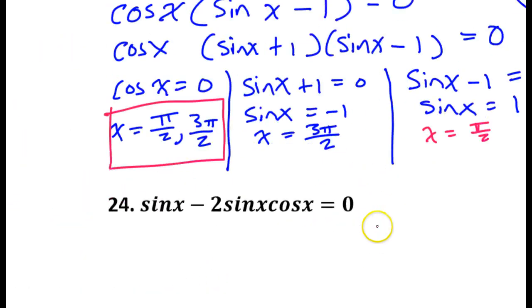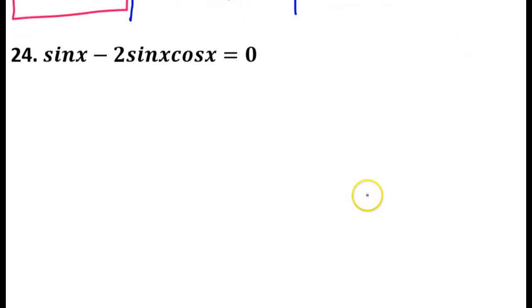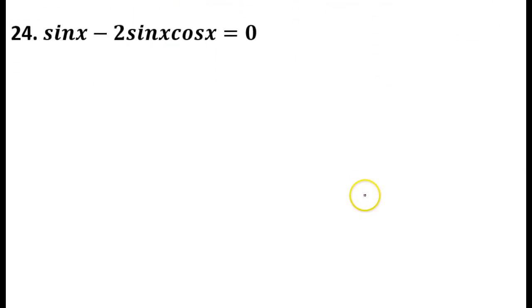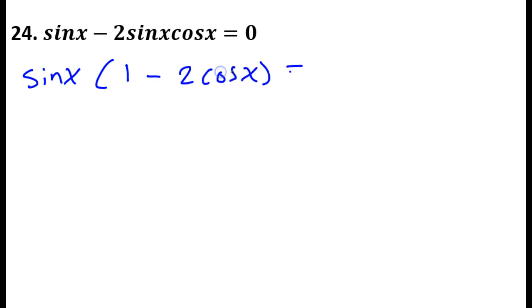Okay, I think we have time for one more problem on this video. We already have 0 on one side, so we can go ahead and factor. I see that we have a common factor of sine x, so let's go ahead and bring that out. If I pull out sine x, that's going to leave 1 minus 2 cosine x behind.